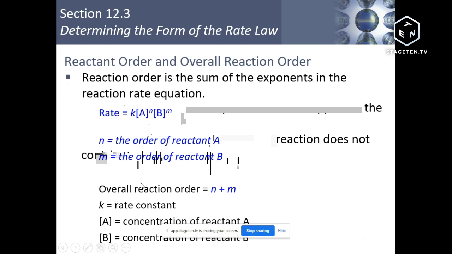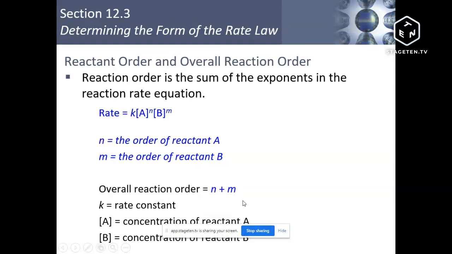Now there's also something called the overall reaction order. The overall reaction order is the sum of the reactant orders. So in this case, I would take N plus M, and that would be my overall reaction order. So if you're asked for a reaction order, not a reactant order, a reaction order, you take the sum of the reactant orders.